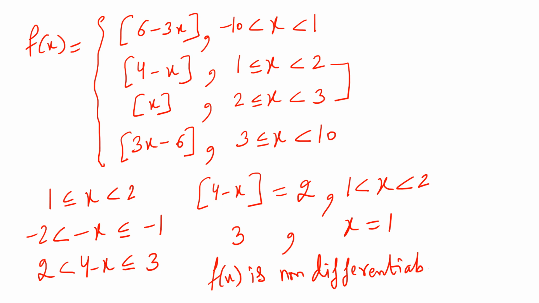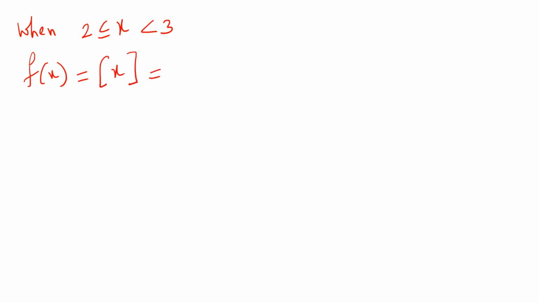So this is the first point of non-differentiability. Now students, we move further. Now students, when x is greater than or equal to 2 and less than 3, then f of x is defined as GIF of x. So clearly its value is equal to 2.